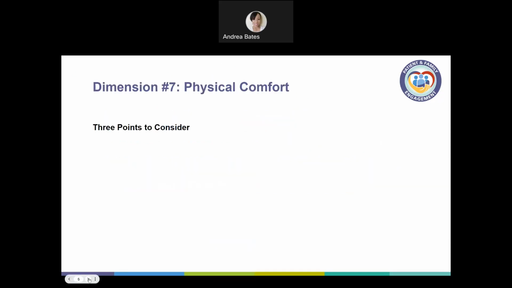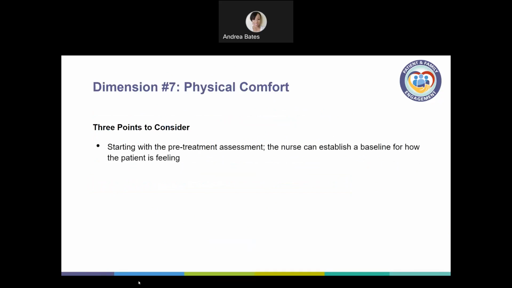All right, so when we talk about physical comfort, the 3 things to consider are: every patient starts with the pre-treatment assessment, where the nurse can establish a safe baseline for how a patient may be feeling. And as we know, from there it can navigate how this patient's treatment will go. Of course, we know during treatment, other adverse occurrences may occur. It also includes providing interventions as needed to alleviate the patient's pain.